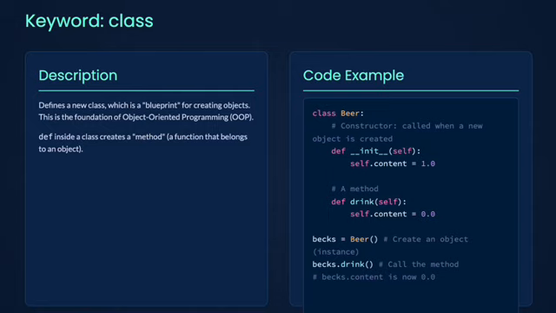Then we def a method called drink. A method is just a function that belongs to a class. This one sets the content to 0.0. So bex = Beer() creates an actual object from the blueprint, and bex.drink() calls the method on that specific object, changing its content.